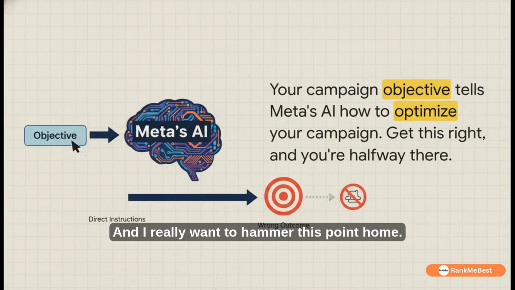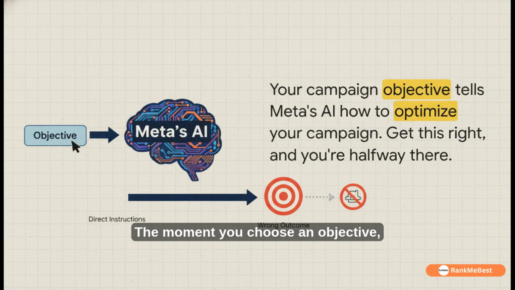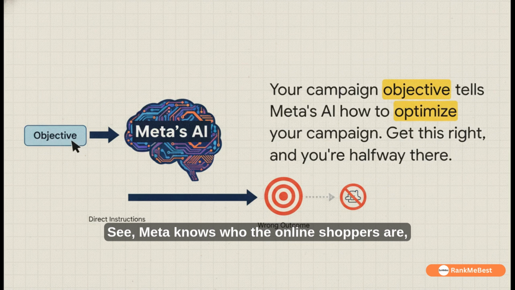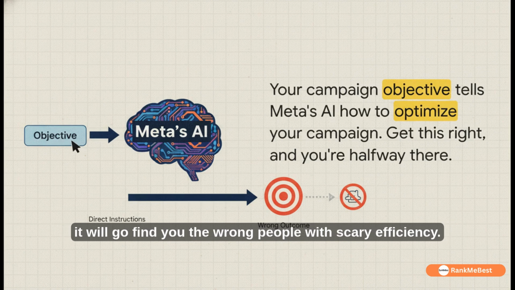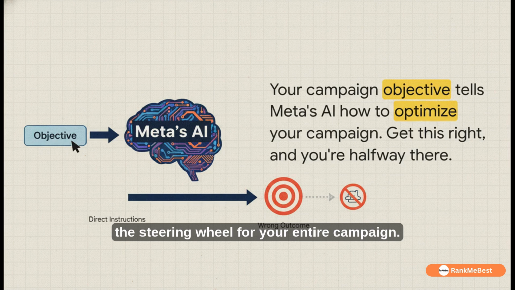And I really want to hammer this point home. This is not just a setting. Think of it as giving the AI its marching orders. The moment you choose an objective, the algorithm starts sifting through billions of data points to find people who are most likely to take that exact action. See, Meta knows who the online shoppers are, who fills out forms, who just watches videos, and who loves to click on stuff. If you tell it the wrong thing, it will go find you the wrong people with scary efficiency. This one choice is the steering wheel for your entire campaign.